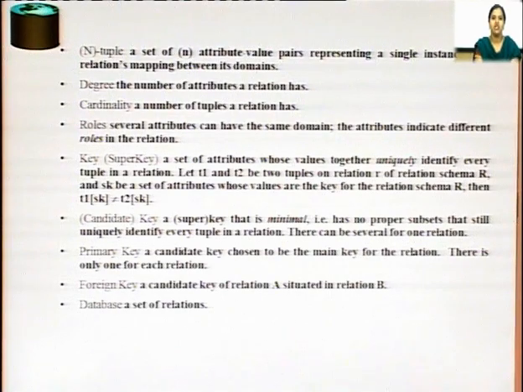A foreign key is a candidate key of a relation A situated in the relation B, and the database is a set of relations.